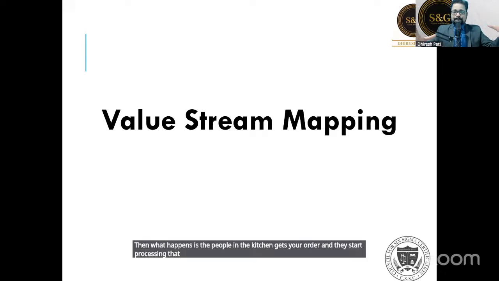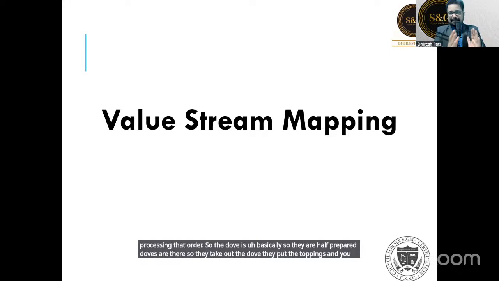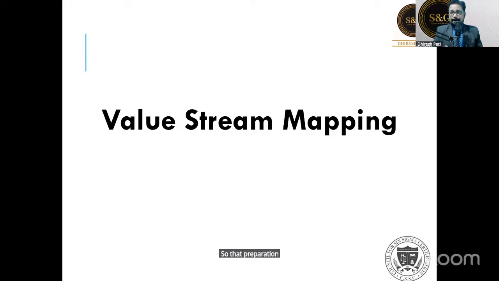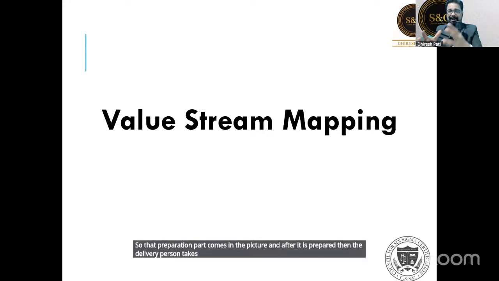The half-prepared dough is there. They take out the dough, put the toppings, and prepare your pizza. They put that in the oven. So that preparation part comes into the picture. And after it is prepared, the delivery person takes that pizza and delivers it to you.